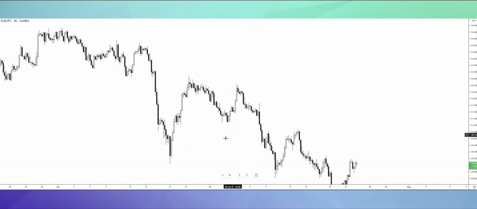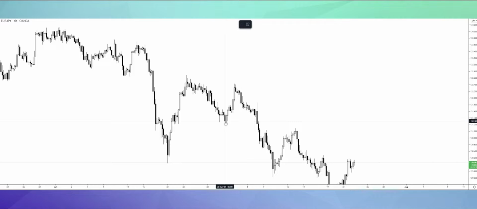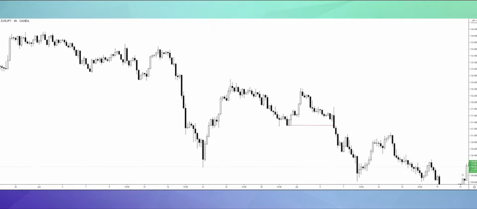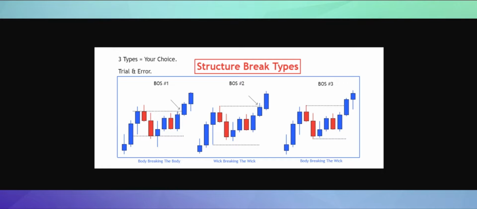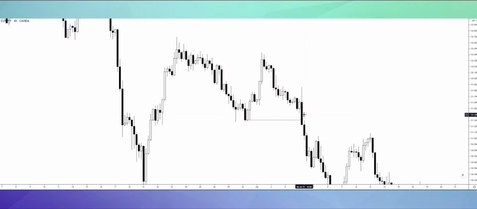If we mark out this here, what happened? Price broke structure, and it broke structure because, again, we're looking at the closure. So this is a break of structure type 1. Why? Because we haven't mapped it out using the wicks. If I wanted to map it out using the wicks, I'd draw it down there. There's not much difference in this case between the wicks and the body, but what we're focusing on in type number 1 is the candle body closures, and we're waiting for the closure above or below the previous candle closure.